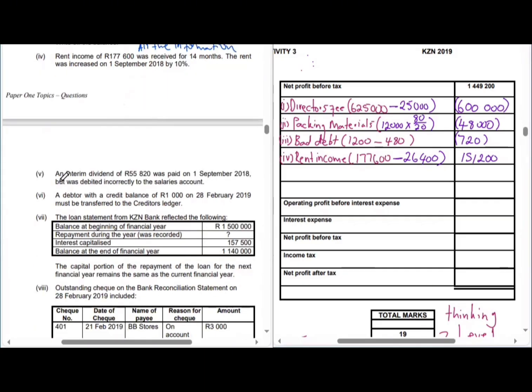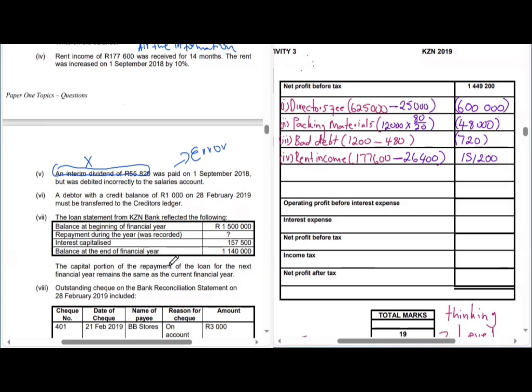An interim dividend of 55,820 was paid on the 1st September 2018. Guys, it was paid on 1st September 2018, but was debited incorrectly to the salaries account. So normally, when it comes to the income statement, we don't record interim dividends. But there was an error here, so we need to fix the error.